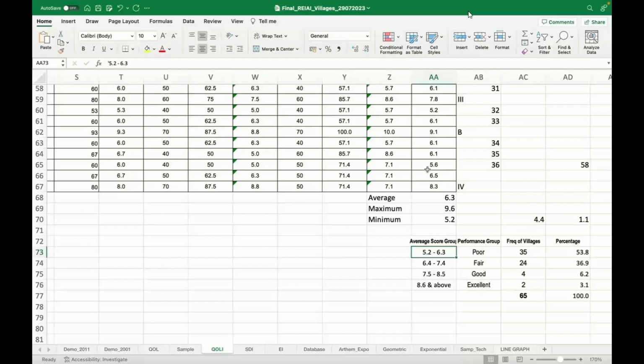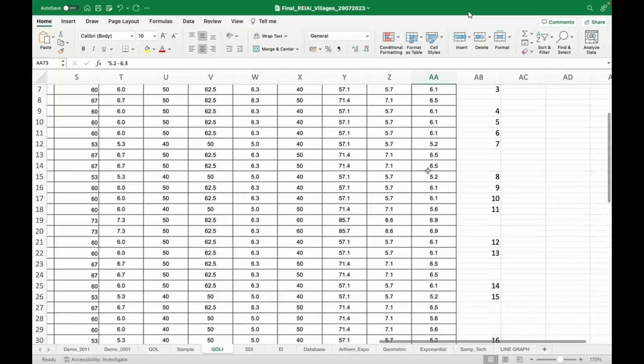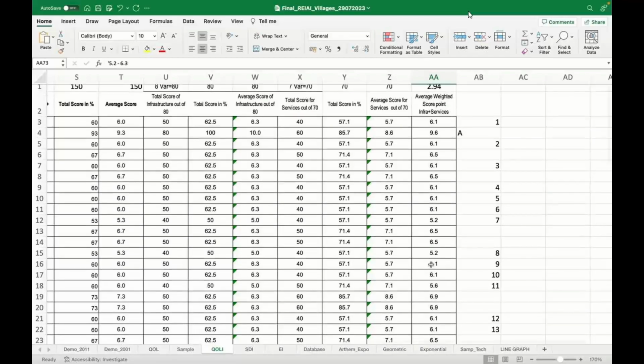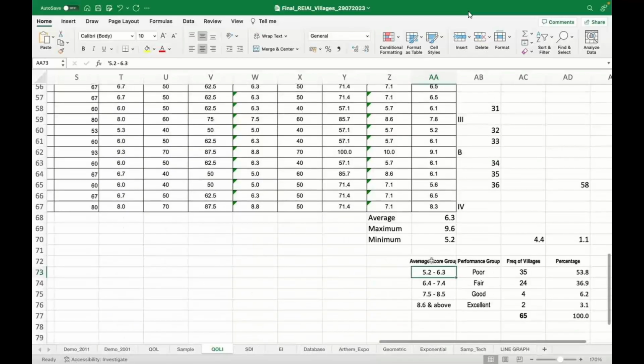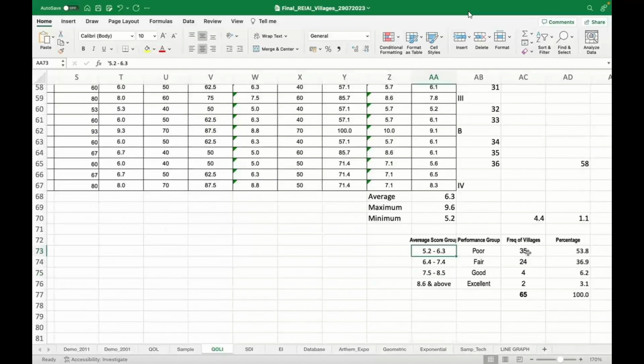Then which data score, the average weighted data score, which data score is falling in which group? You have to classify, calculate the percentage. Here you find the quality index is very poor during 2011 because almost 91% of the data belongs to this group. This is the way you have to write inferences, right?